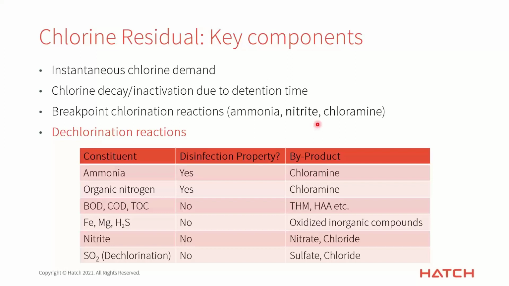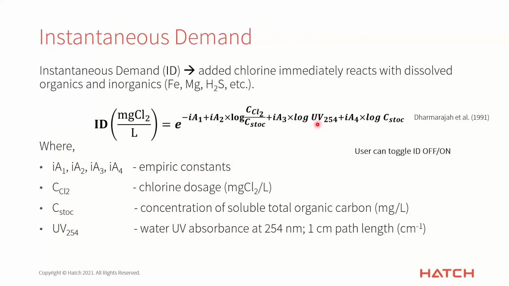nitrite, and sulfur dioxide, which is used for dechlorination. And only the first 2 have any disinfection benefit, the ammonia and organic nitrogen, because they actually produce chloramine, which can still be used for disinfection. But the next 3 we would really like to minimize, as they can react with chlorine but don't actually help disinfection. They can actually produce disinfection byproducts, which are obviously bad for our health, as we've mentioned. And then sulfur dioxide, we just use when we need to remove some of that chlorine to reduce the chlorine residual.